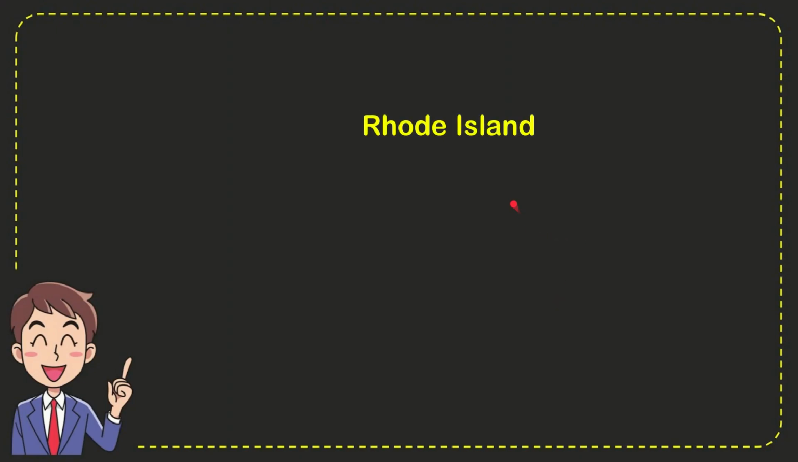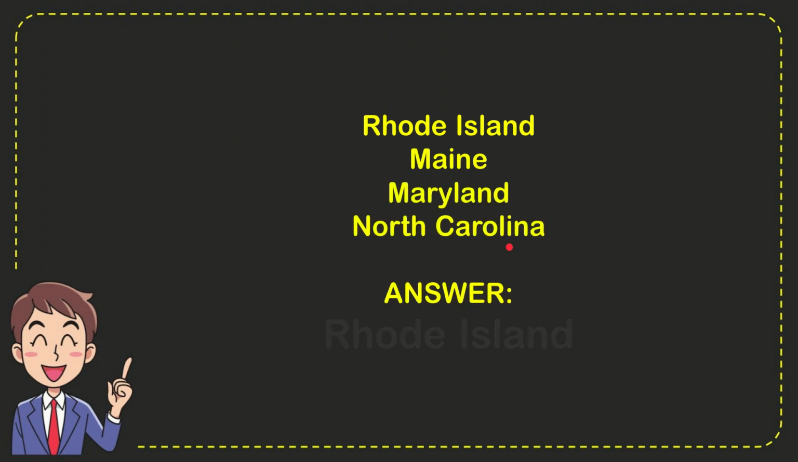The very first option is Rhode Island. Second option is Maine. Third option is Maryland. And the very last option is North Carolina. And the correct answer of the question is Rhode Island. So that is the answer of the question, Rhode Island.